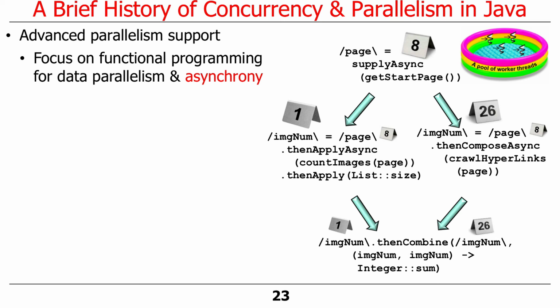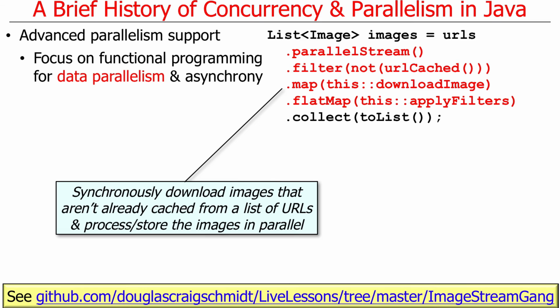And then as the web page is downloaded, in other words, when the operation completes, you could then have some other computations go out and count the number of images in the page. And you might have another operation that runs in parallel that goes out and crawls all the links in the page to find more images. And when all those things get done, you could then combine them together in order to get a final result. And the whole thing is done in a very asynchronous and reactive way. So that's another capability that's provided in Java 8.